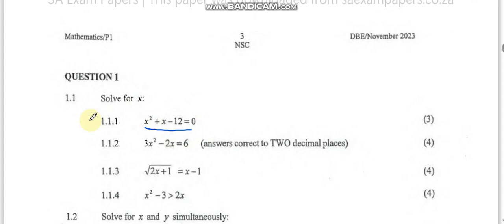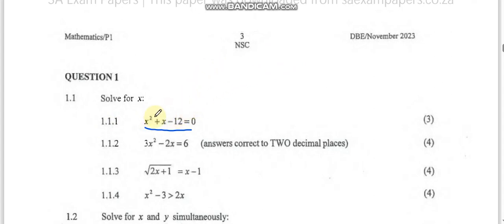So how are we going to solve this question 1.1.1? You're going to factorize. Guys, there are two ways of solving this question. You're either going to use the quadratic formula, or we're just going to factorize it using one of the methods of factorization that you've learned in your previous grades, grade 10 and grade 11.